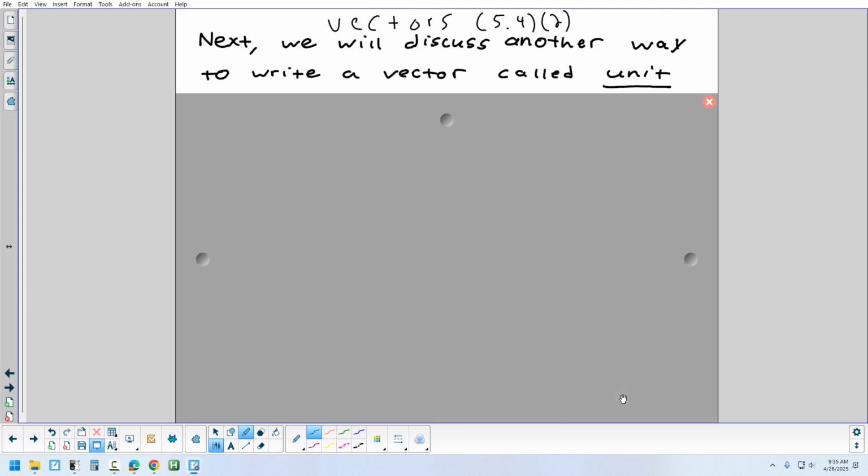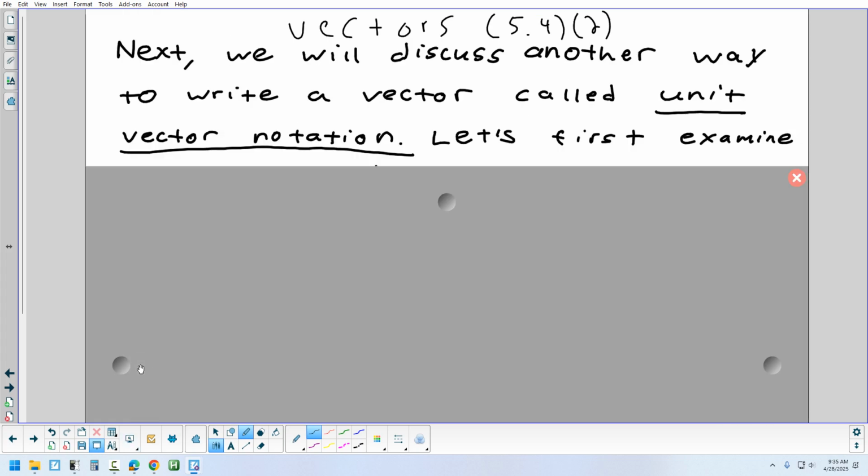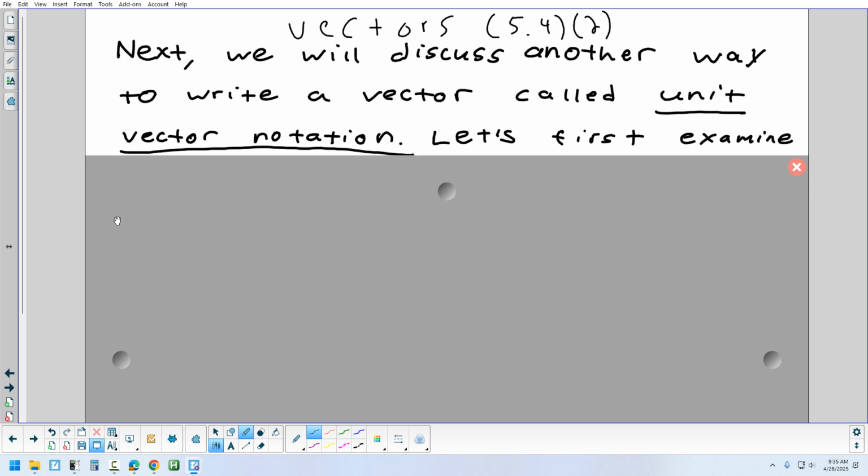All right, so we just looked at a way to write a vector in what's called algebraic notation. You use the angle brackets, put in 2 numbers and a comma between them. The last notation we're going to look at is called unit vector notation. This is the most common way to write vectors without drawing. So just as a reminder, what's a unit vector? What does that mean? It's a vector with a magnitude of 1.